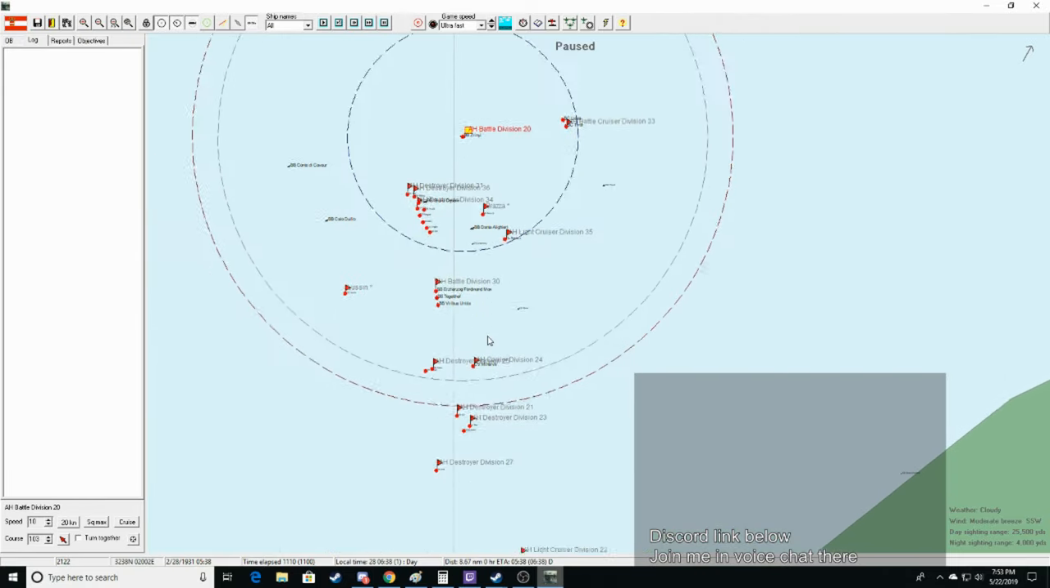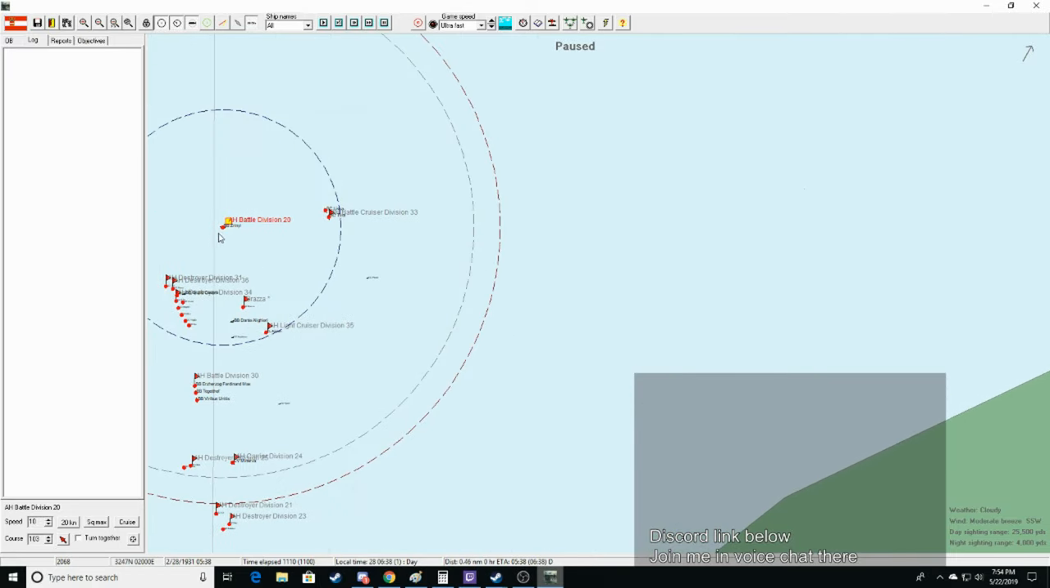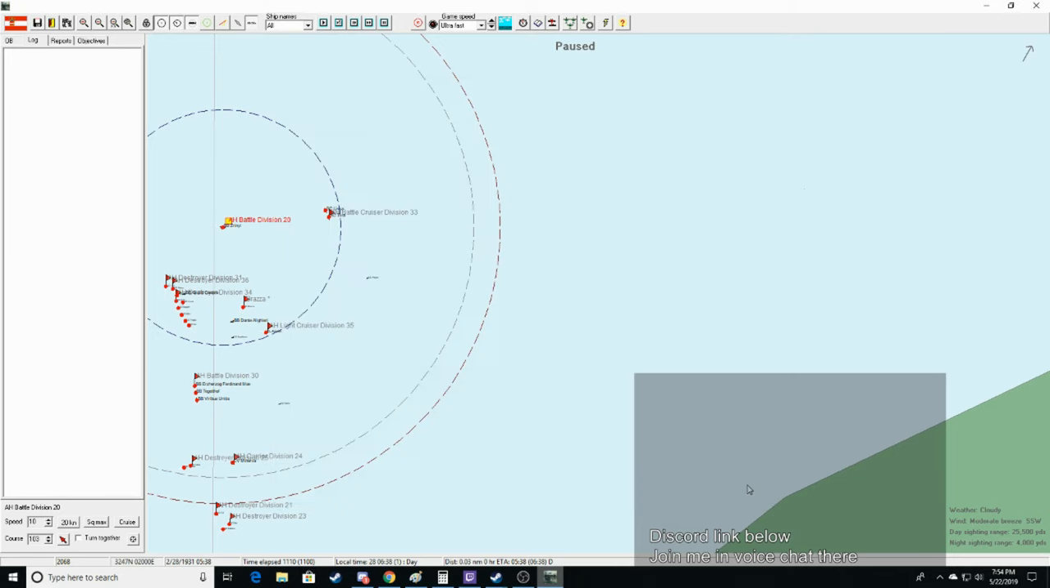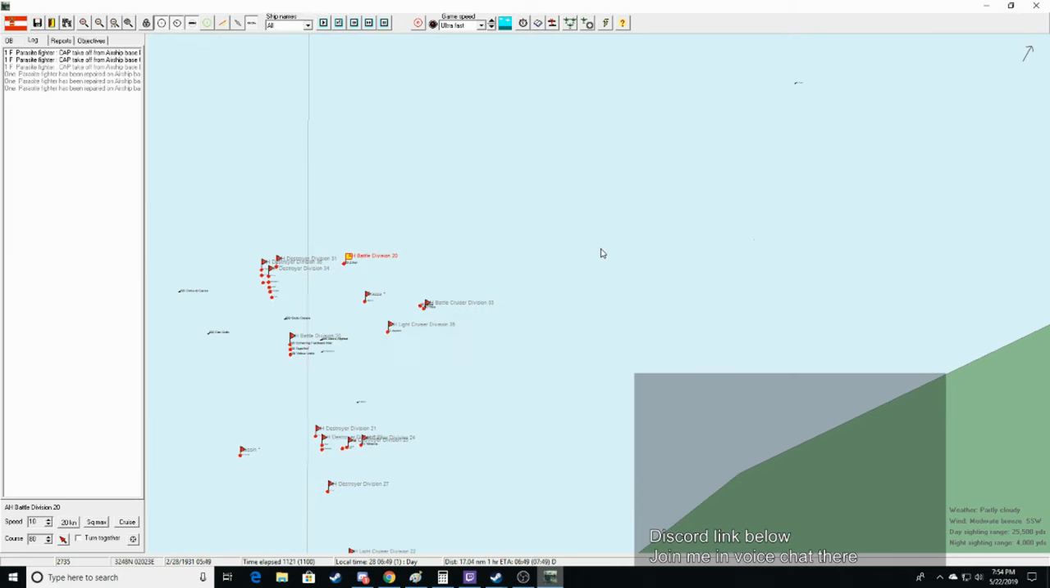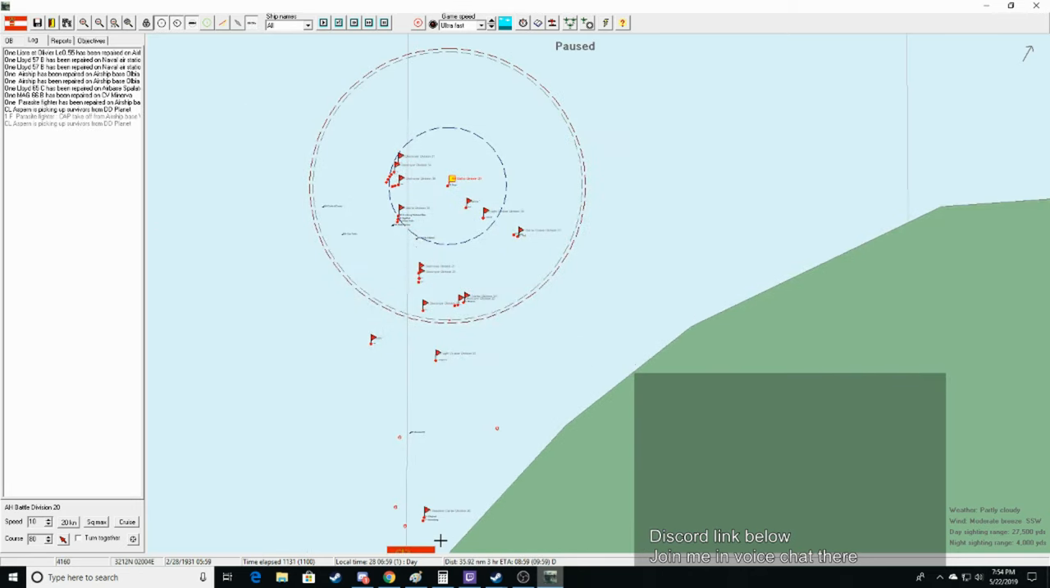Okay, so we're still rescuing survivors in this area. How bad is Zrini's bulkhead rupture? 56 flooding. I think she'll get it under control here, even if it just means moving her more slowly. Or not.